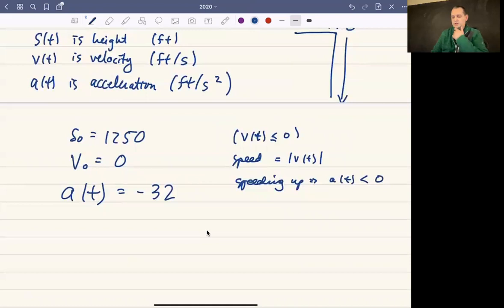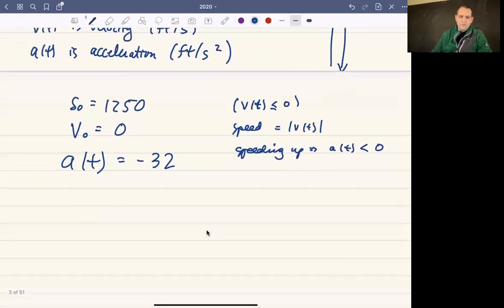we reasoned that the acceleration was negative 32. It was negative because the velocity and the acceleration have the same sign because the ball's speeding up. As the ball falls, it's speeding up. And so that tells you that the velocity and the acceleration are acting in the same direction. They have the same sign. And the velocity is negative because the height is decreasing. So all the stuff that we know about calculus still stands, of course. The velocity being the derivative of the position. If the position is decreasing, the velocity is negative. Okay, so that is basically what we decided in the last video.